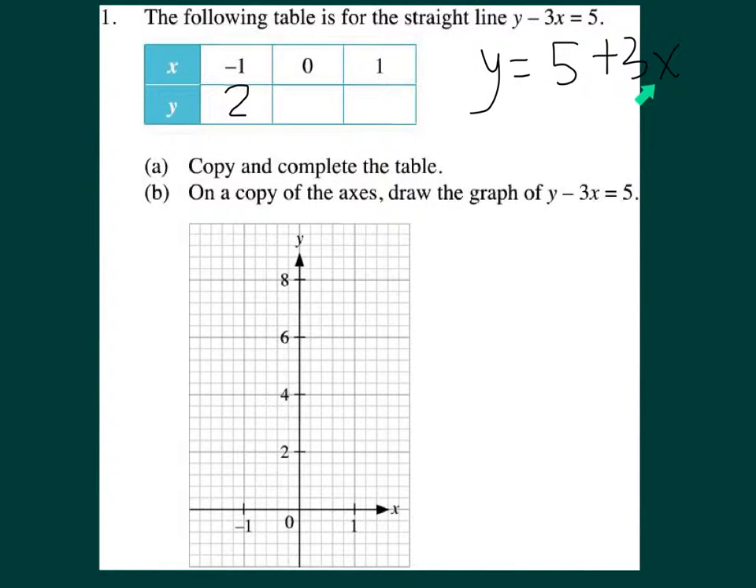Next, I put 0 into this x here. 3 times 0, what do you get? 0. 5 plus 0, 5. Okay? Simple. We need to complete this table before we can plot the graph. Then how about this one? When x equals 1, so 3 times 1, 3. 5 plus 3, 8.